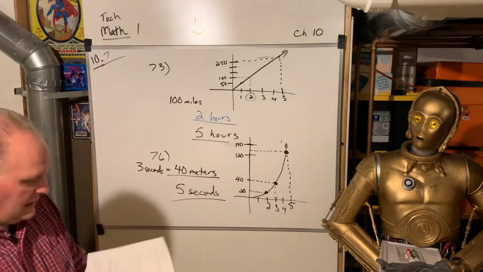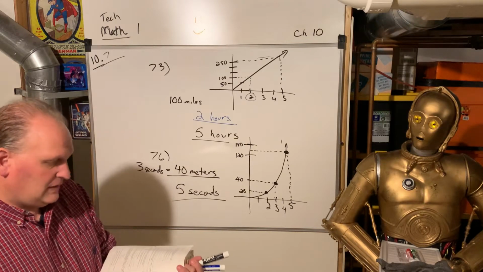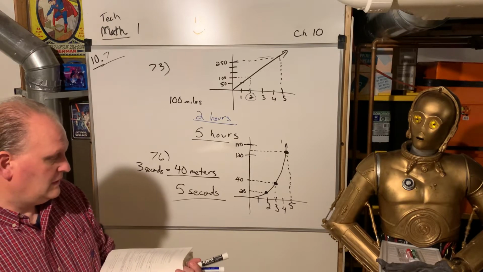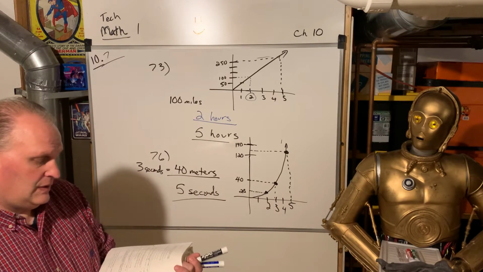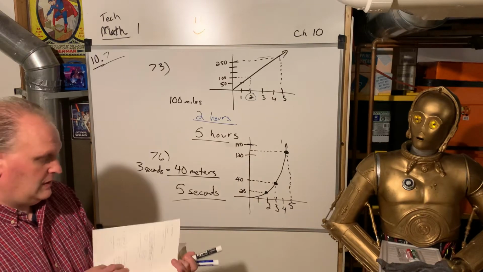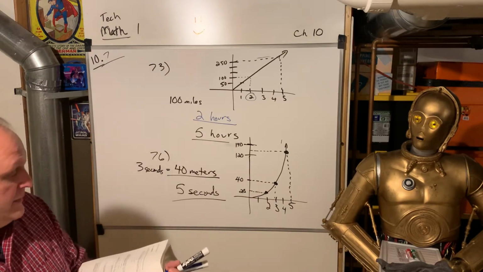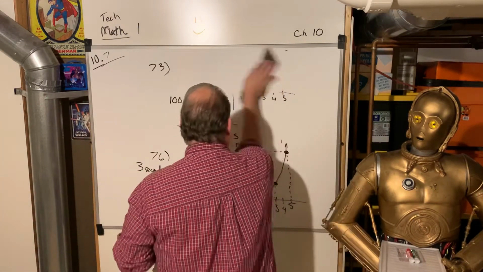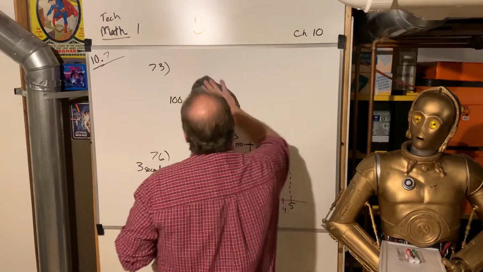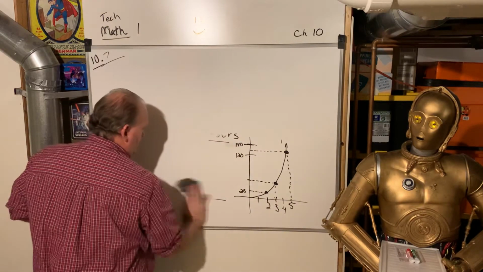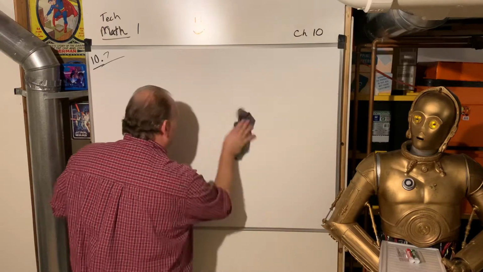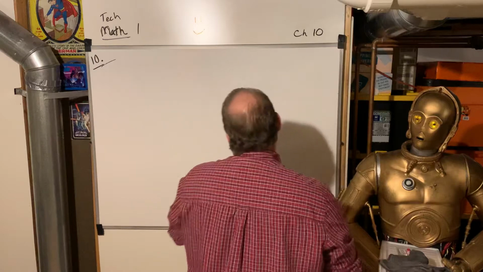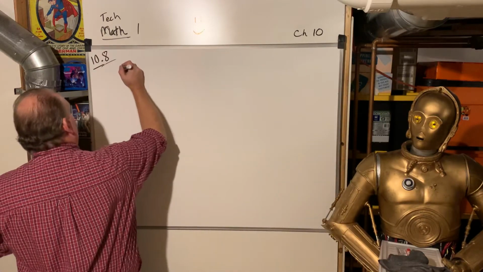All right, so let's look at 10.8, functions. So in 10.8, we're looking at functions. Functions are graphs where there's never one point directly above another point. That's what makes a function a function.